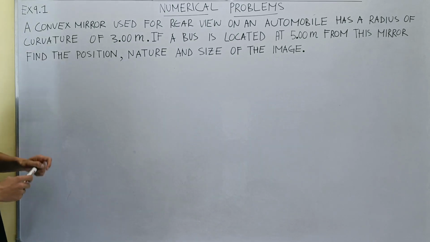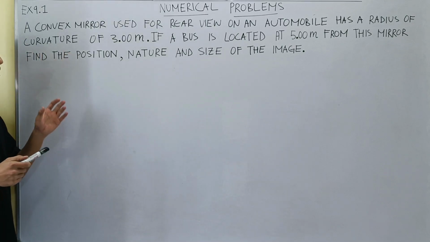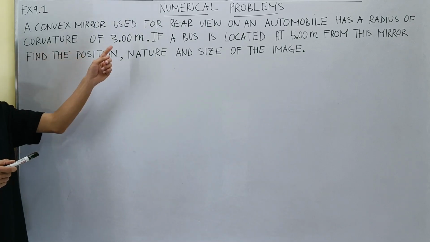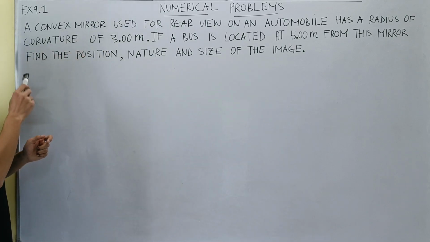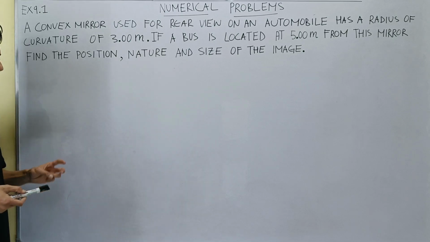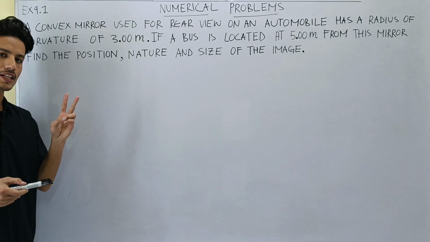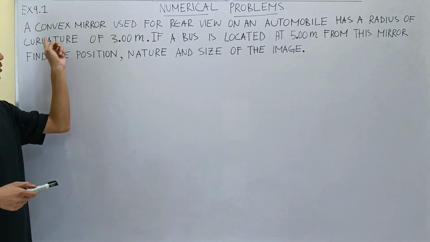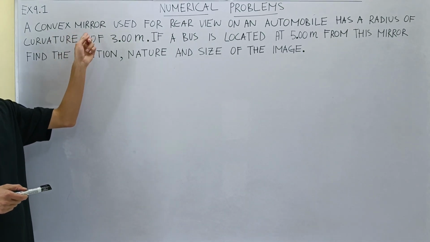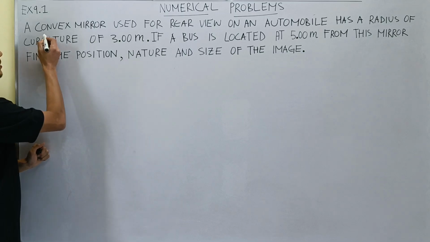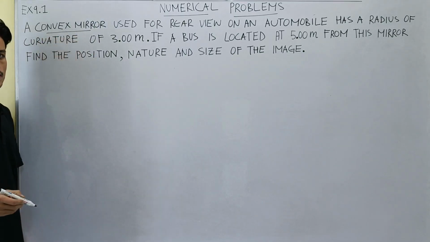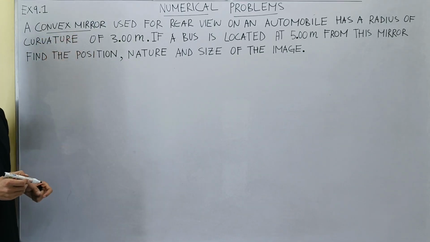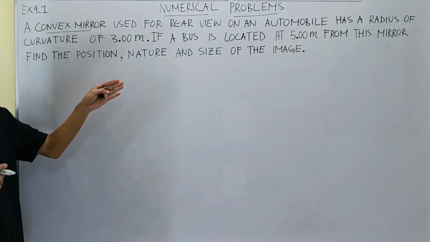Okay, so I was saying the first thing that you should look out while trying to solve a numerical question is to identify what type of mirror it is. There are only two types of mirror. We have the concave and the convex. Okay, so the question clearly mentions here what type of mirror it is. It is a convex mirror. So my attention goes here. So this word convex confirms that this is a convex mirror.